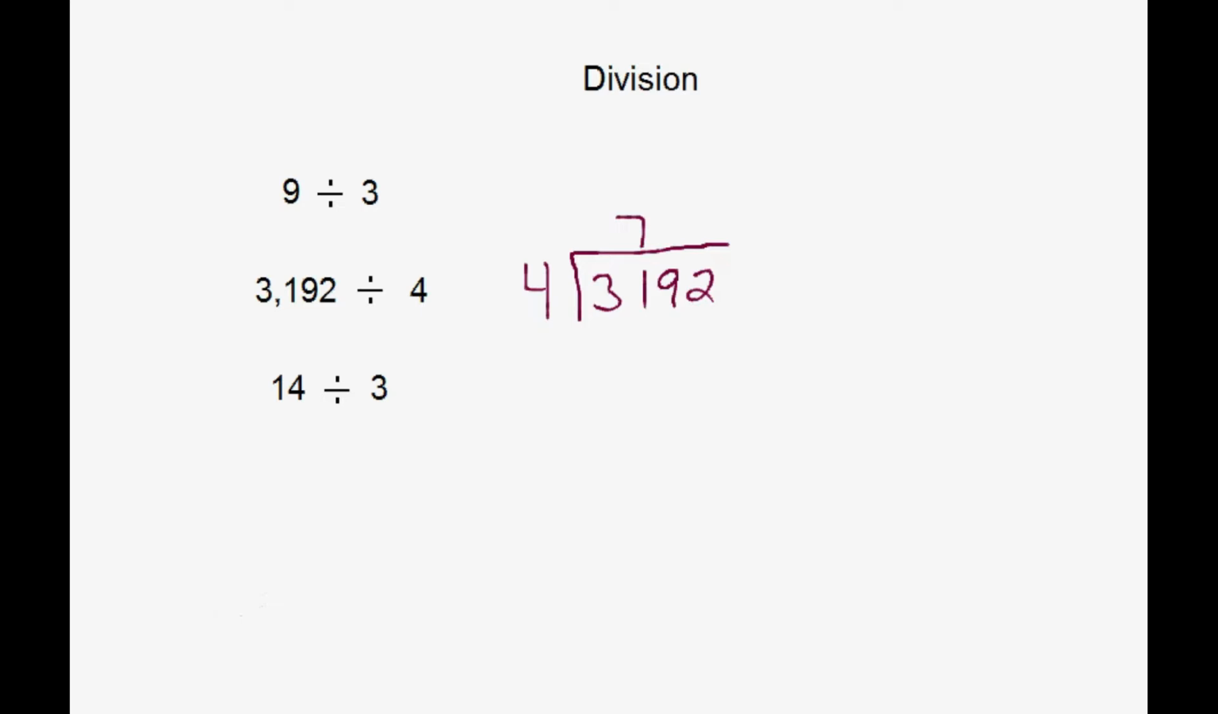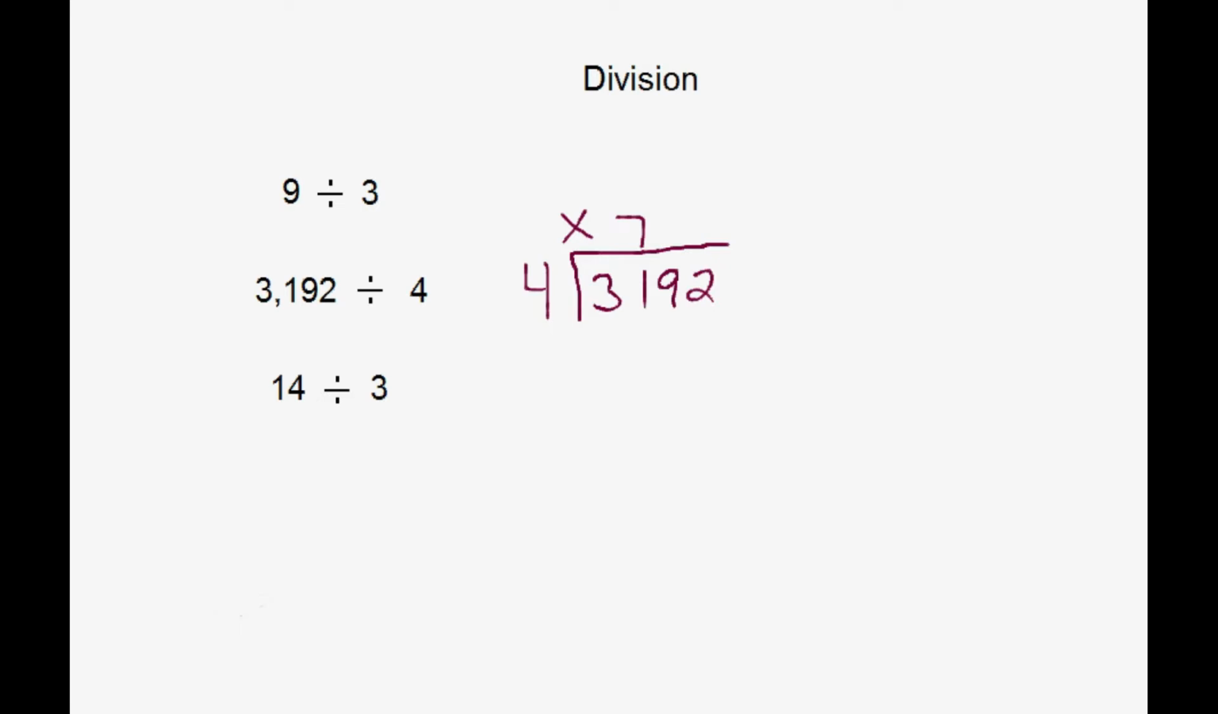And notice that I wrote the 7 over the number 1, not over the number 3. The reason why I wrote 7 over the number 1 is because I divided into 31. So the answer goes above the last digit of the number I divided into. 4 goes into 31. 1 is the last digit of 31. So 7, our answer, goes above the 1. Okay? And now we must multiply.